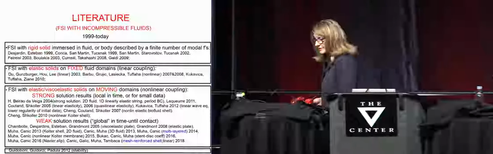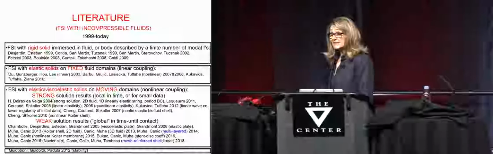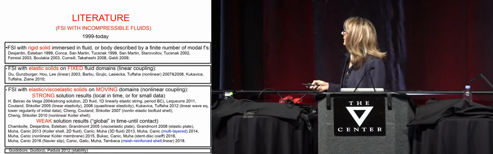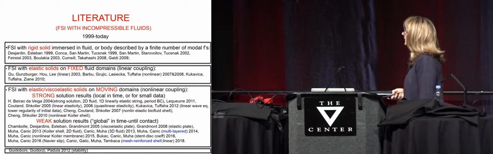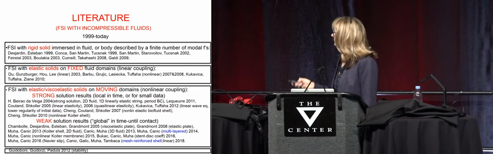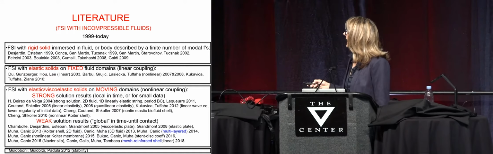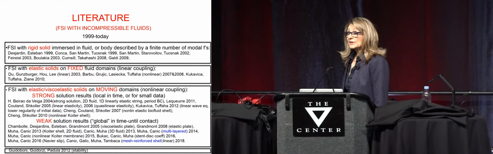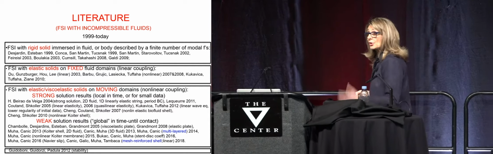So the literature on studying fluid structure interaction from the mathematical existence and analysis point of view started around 1999. The first results came by Desjardins and Esteban, who were considering the fluid structure interaction between rigid solids immersed in the fluid, or bodies described by a finite number of modal functions. And then in 2003, Du, Gunzburger, Hou, and Lee analyzed the problem related to fluid structure interaction with elastic solids, but on a fixed fluid domain, the so-called linear coupling. And then in 2004, Beirão da Veiga published a first result in which FSI with elastic viscoelastic solids was discussed on a moving domain with that nonlinear coupling that I showed you on the previous slide.